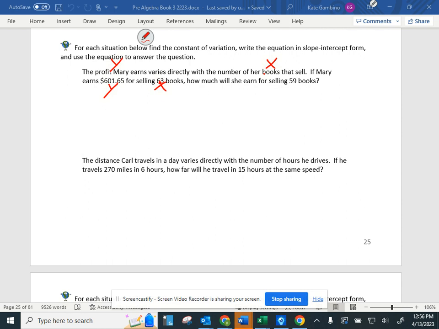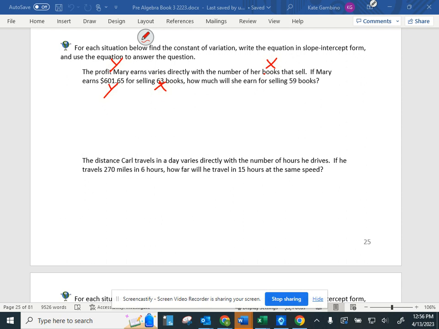Super important. It is super easy to put them in the wrong way. So you always look: the y varies directly by the x. Mark it, and then mark which one's your y and which one is your x, so you make sure you put your numbers in the correct spot.